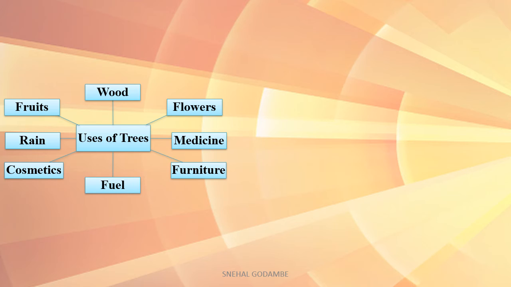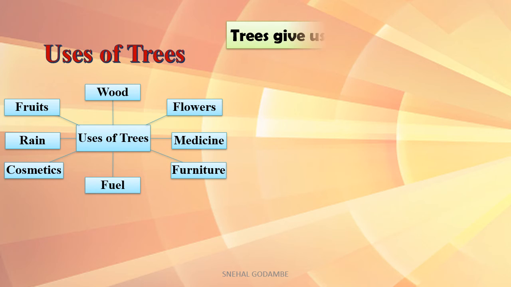See, this is the same picture, and what was the title? Uses of trees. Okay. Now there are different points. We will begin with writing a very simple sentence with each point. Because we have seen that our transformation should be very simple, easy and short. So let's begin with the fruits.